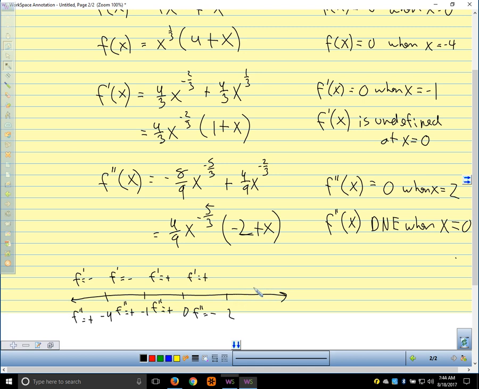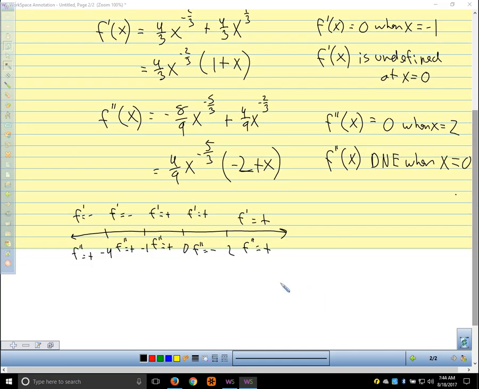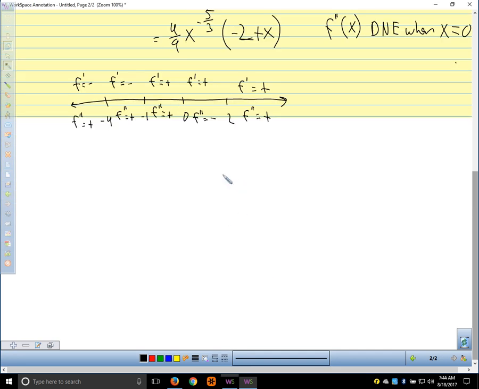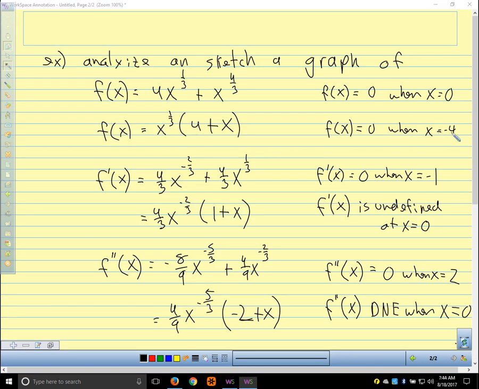And between 2 and infinity, f prime is positive. F double prime is positive. All right. Now we can sketch a graph, more or less. If you can get your graph to look at least as good as mine, you're fine. And mine usually don't look that great. So where is our intercept? Was that at -4? Oh, that's not a critical point. We didn't need to do that one. That was just an intercept.